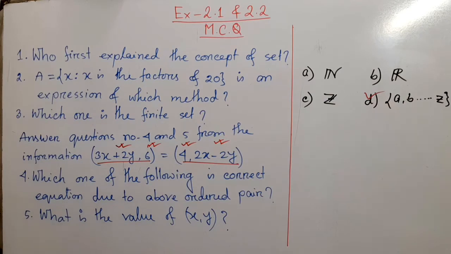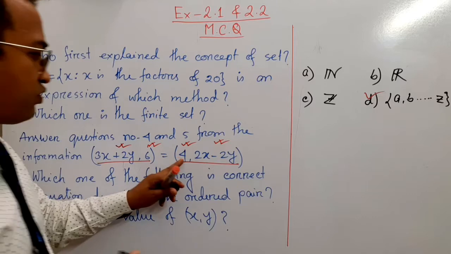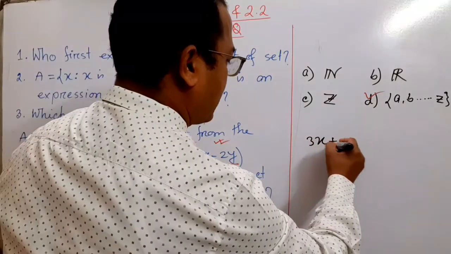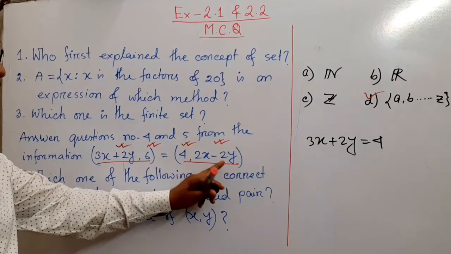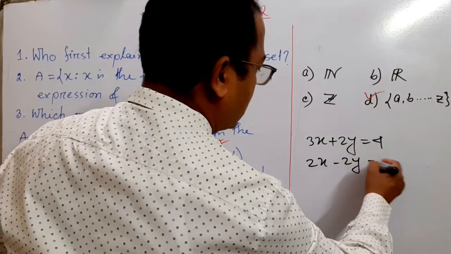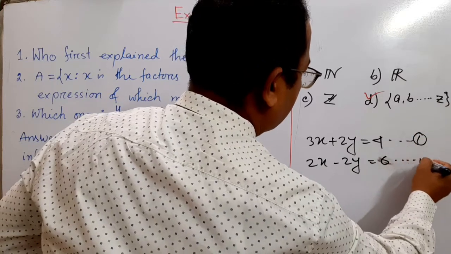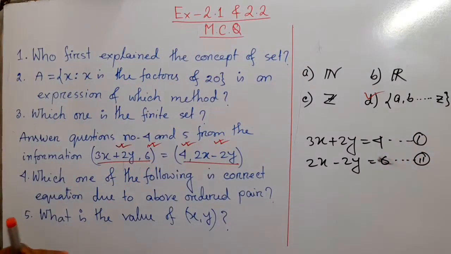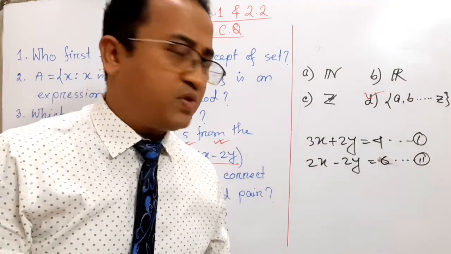So what will the equations be? The equations will be 3x + 2y = 4, and 2x - 2y = 6. So these two are the equations from the above information. Now question number 5: what is the value of xy? By solving these two equations, we can find the value of xy.